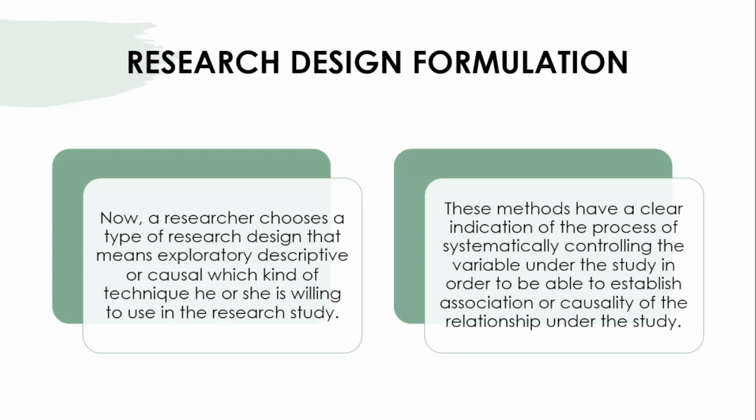This method gives a clear indication of the process of systematically controlling variables under the study. Because the type of research design you choose here will let you know what variables you will come across and how you need to control these variables, whether you are looking to find a cause and effect relationship, or you are looking to find a relationship only, or maybe a directional relationship between the variables. So research design gives you a framework where you can provide foundation to your research.